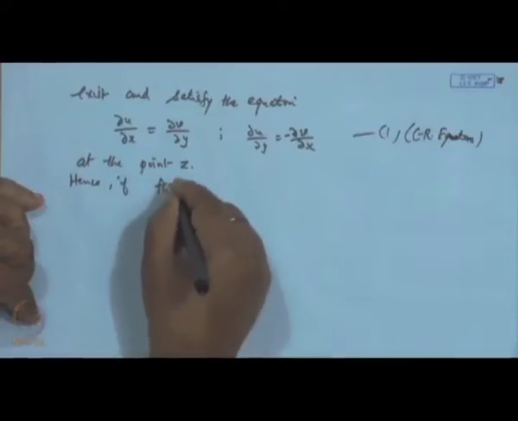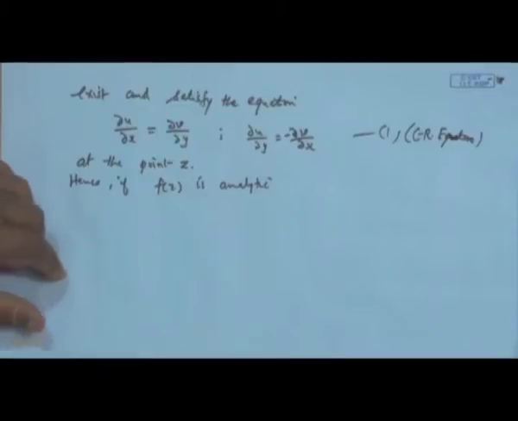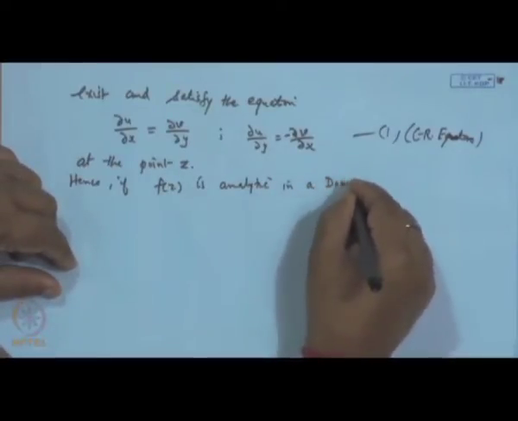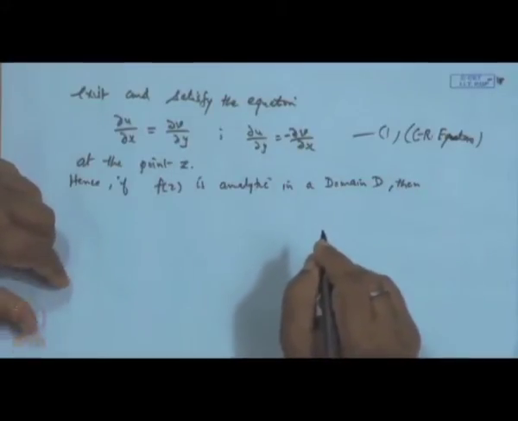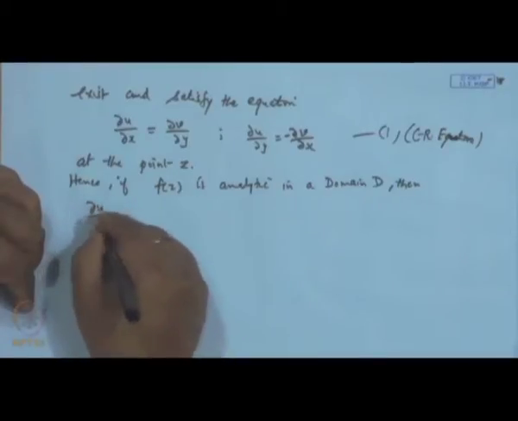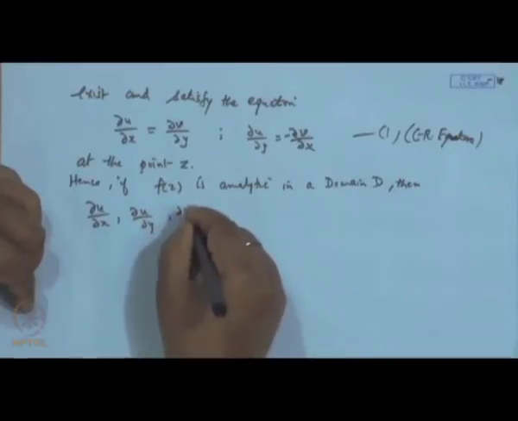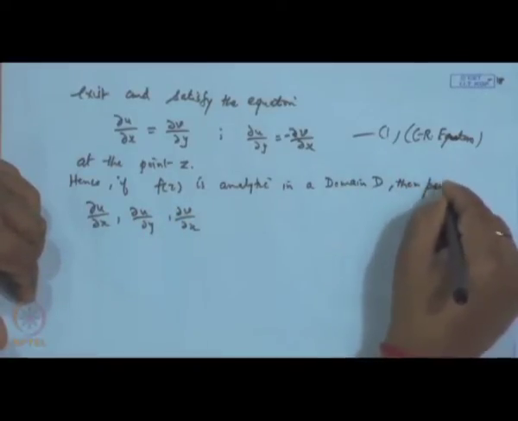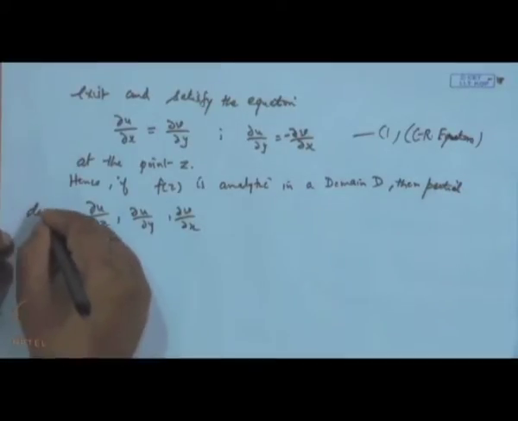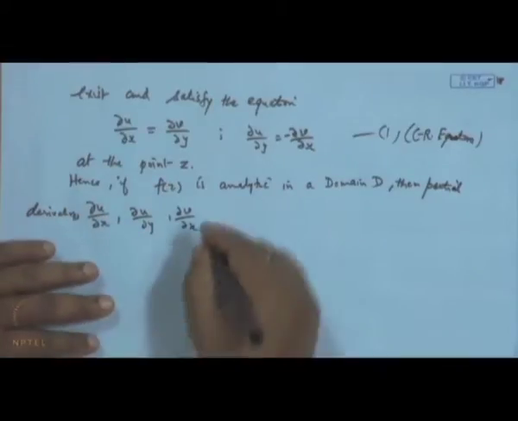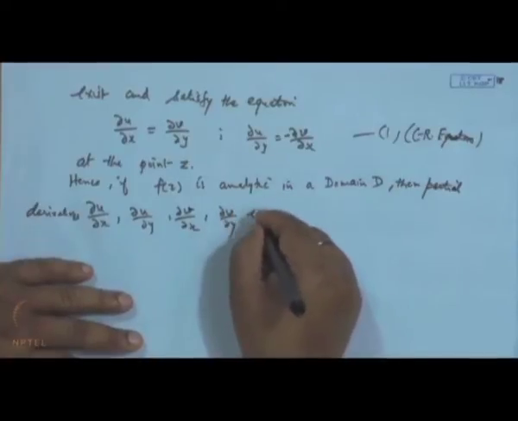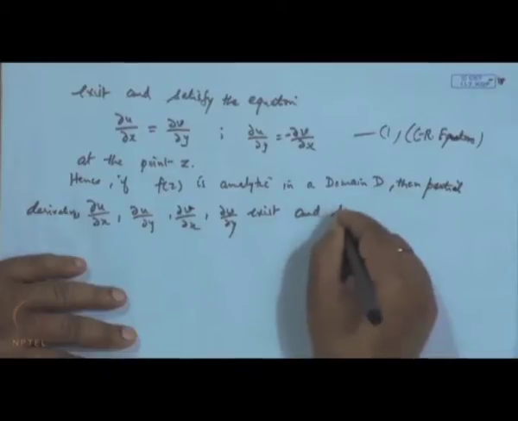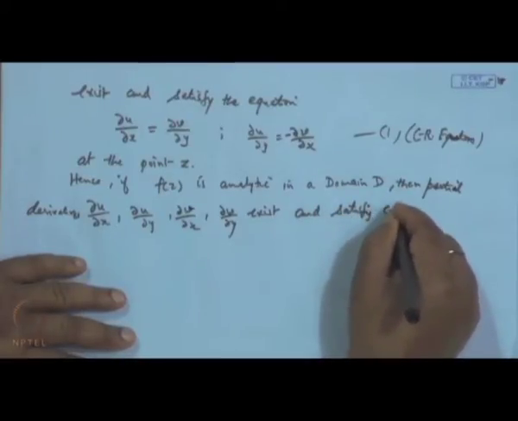So, hence if f(z) is analytic in a domain D, then the partial derivatives del u over del x, del u over del y, del v over del x, del v over del y exist and satisfy the Cauchy-Riemann equations.